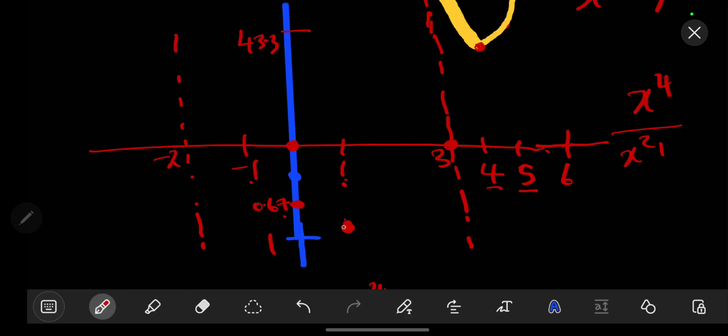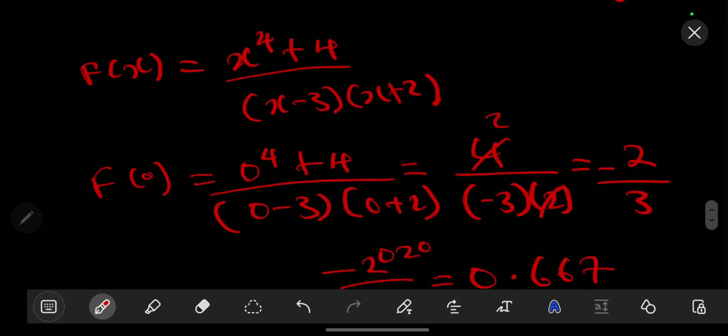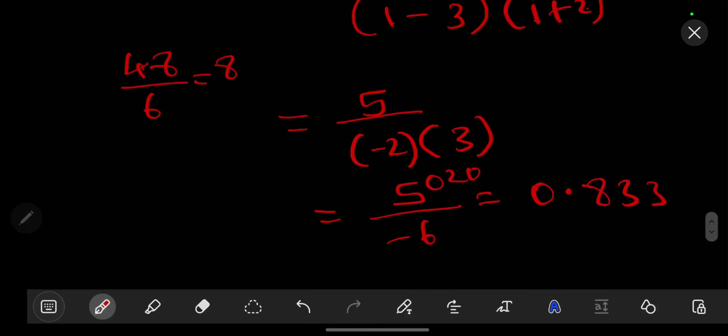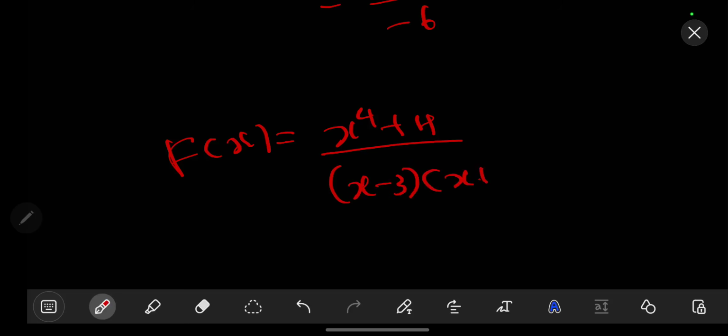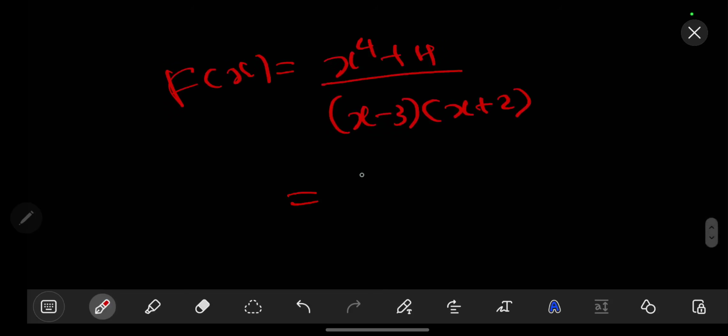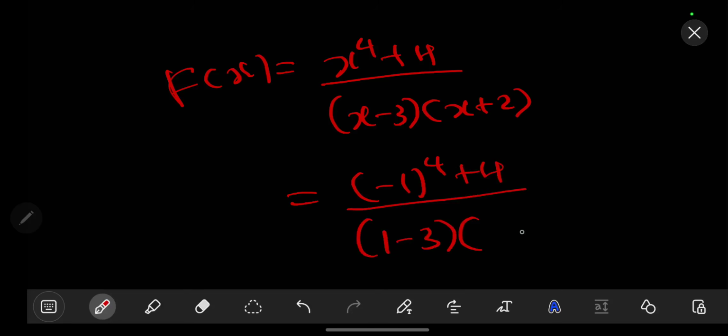Now, whether negative or positive, let's see what it will produce at negative 1. What we are going to have is that when we get a negative 1, we are going to have something like this. So our f of x should be equal to x to the power 4 plus 4 over x minus 3, x plus 2 like that. This will give us negative 1 to the power 4 plus 4 over 1 minus 3, then we have a negative 1, then negative 1 plus 2 like that.